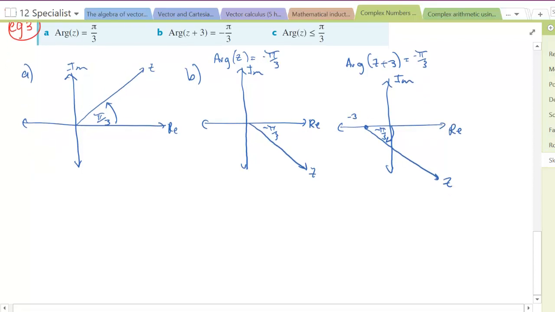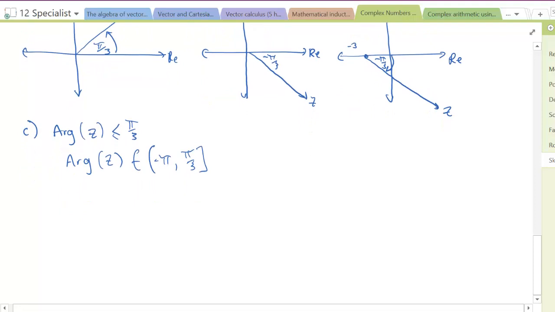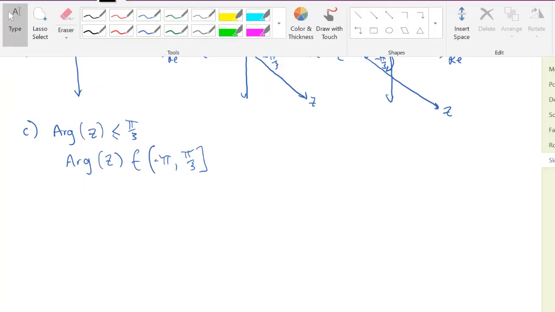All right. Now for part C, when we're looking at the argument of z is less than or equal to pi on 3, we're saying that the argument of z is an element between negative pi and pi on 3, including that. Now we can't include this negative pi because that also is the same as pi, so it's that upper end. So really, we're looking for a region between those two values.